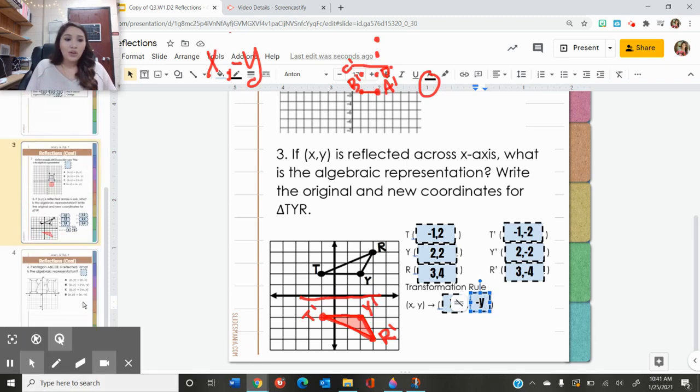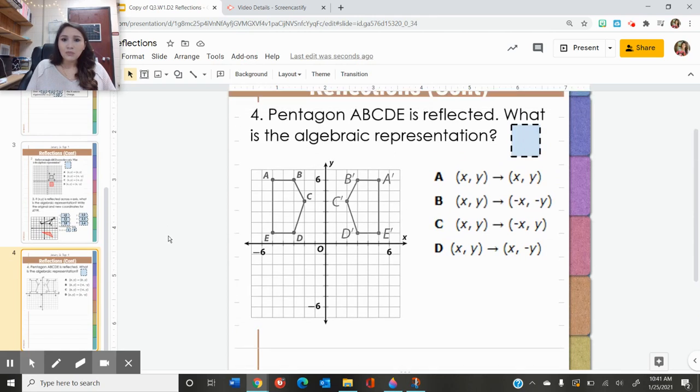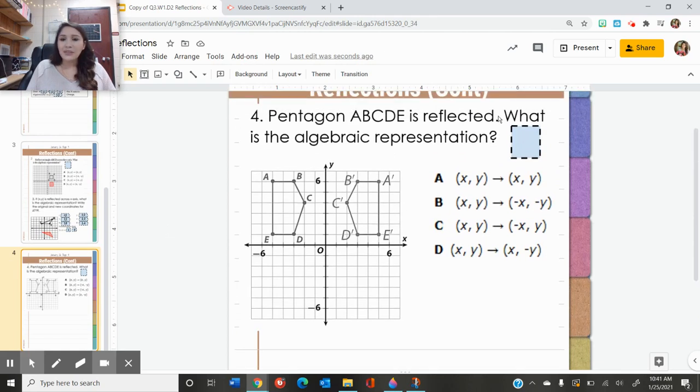So let's go ahead and look at the next page. Here it says pentagon ABCDE is reflected. What is the algebraic representation? So to me, it seems as if our image is reflected across the y-axis. I know that if it's reflected across the y-axis, my y stays the same, but my x changes. So that alone is telling me that C is my answer.